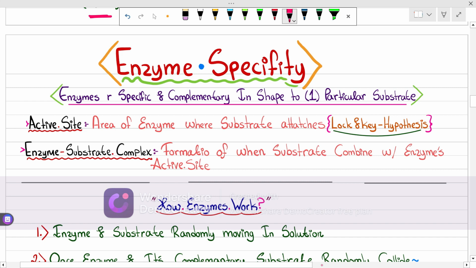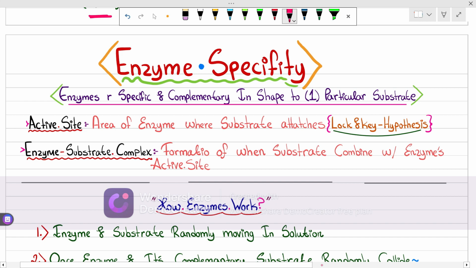Enzymes are specific and complementary in shape to one particular substrate. So every enzyme is only complementary in shape to one particular substrate. The shape of one enzyme is meant for one substrate, and the shape of another substrate is meant for another enzyme.